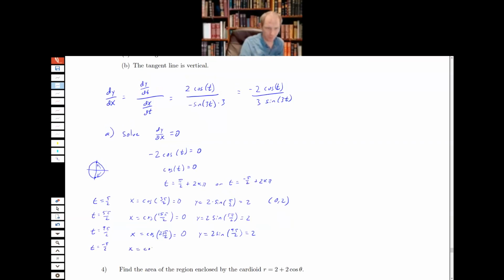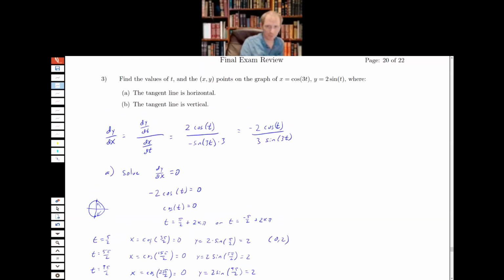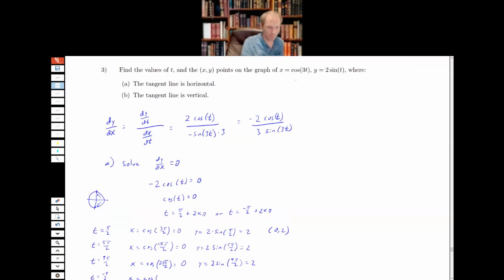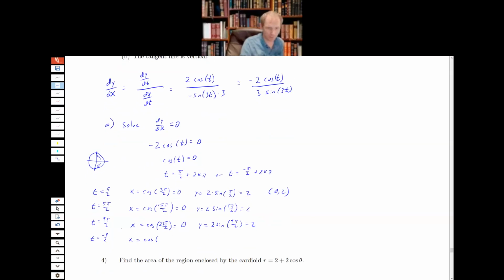Let's look at t equals negative pi over 2. Okay. X is going to be the cosine of 3 times that, right? Where x is 3 cosine of 3t. So I'll get cosine of negative 3 pi over 2, which is 0. Y is 2 times the sine of just t, so just negative pi over 2. The sine of negative pi over 2 is negative 1. When I multiply it by 2, I'll get negative 2.